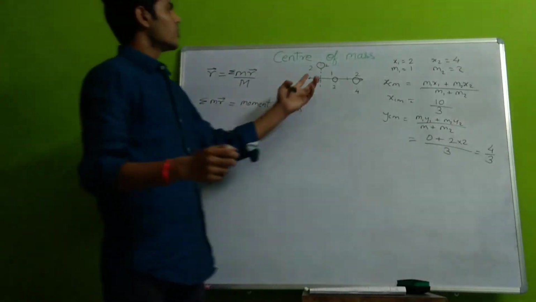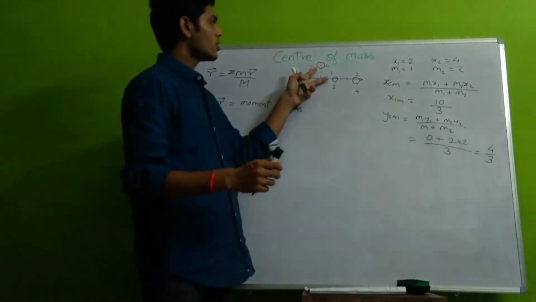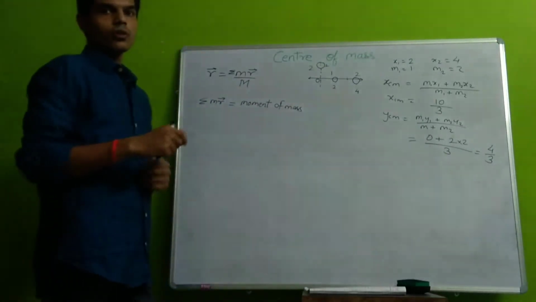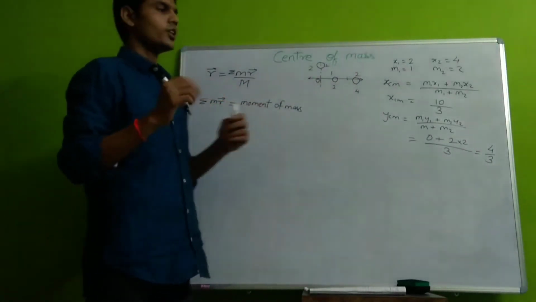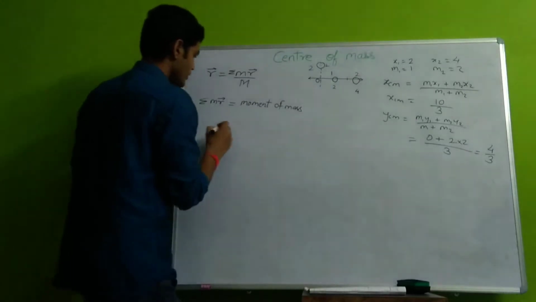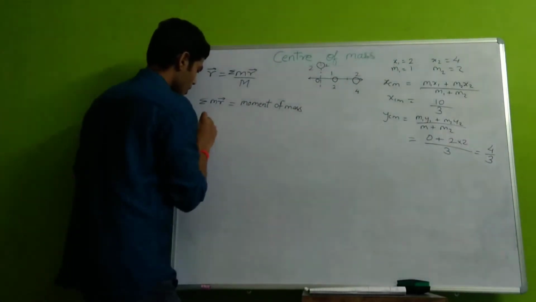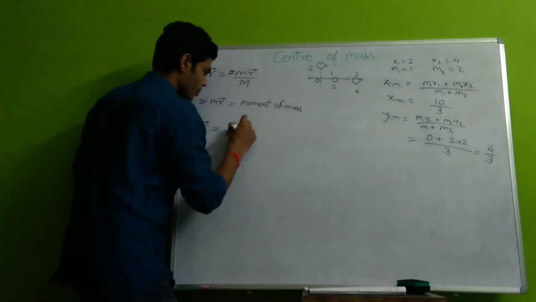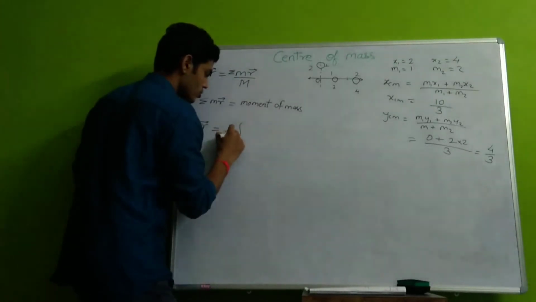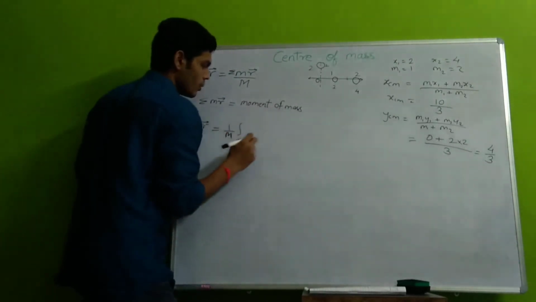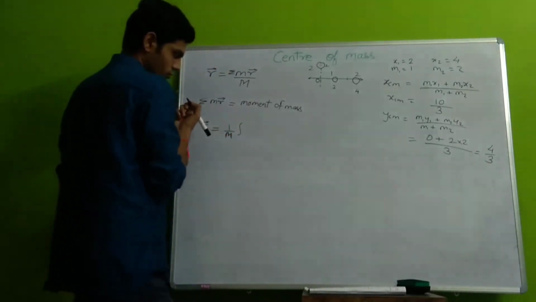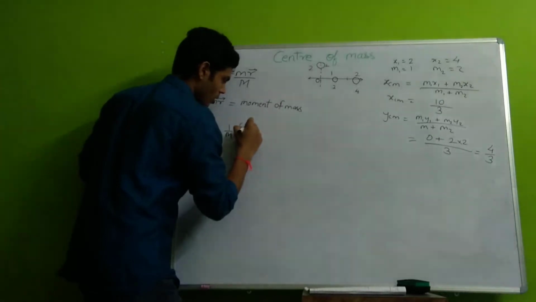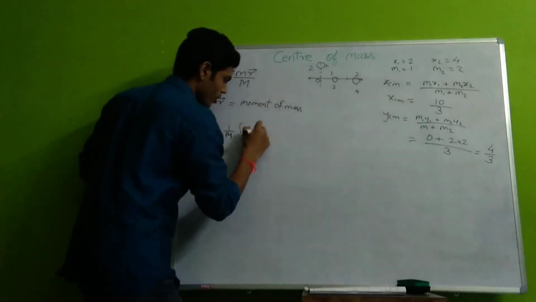Now what if these two objects are not separate, and we have a continuous body of non-uniform density? In this case, we find the center of mass as 1 by M, where M is the total mass of the object, multiplied by the integral of r dm.